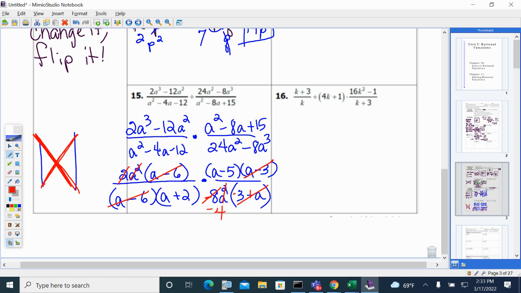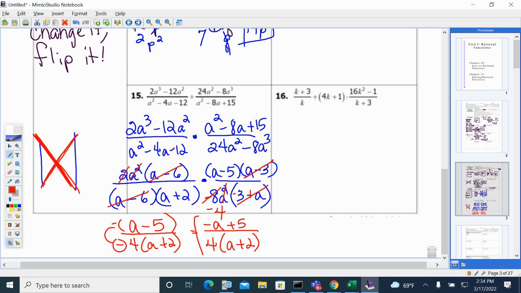Okay, so let's multiply across the top. Across the top, we have an a minus 5 over the negative 4 times the a plus 2. And again, I don't like that negative in the bottom. So we're going to move it up to the top. Which is going to, you can leave it negative, parentheses, a minus 5, or go ahead and distribute that one. And there's your answer for number 15.